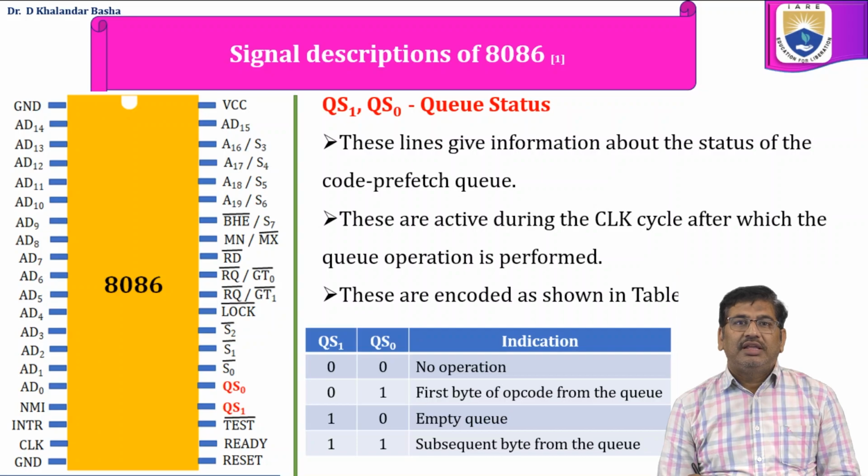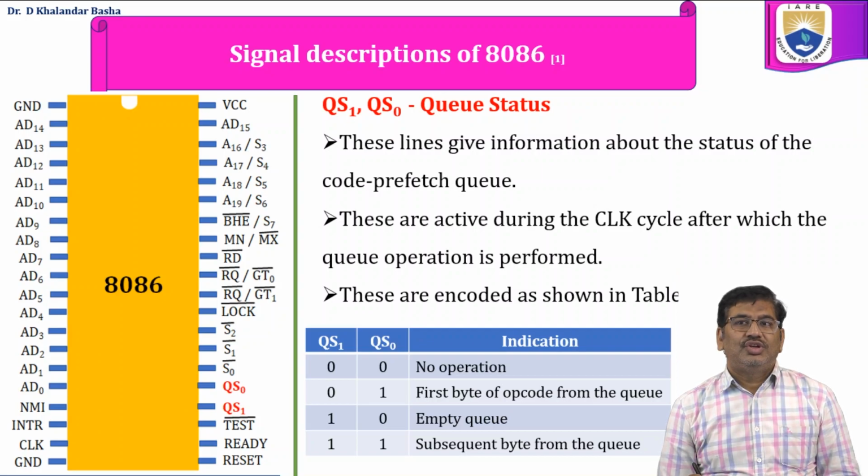Whenever the processor is in the execution phase and the bus is free, it fetches the instructions from the code segment, which is external to the processor, into the instruction queue. The QS1, QS0 lines give information about the status of the code prefetch queue. These are active during the clock cycle after which the queue operation is performed.